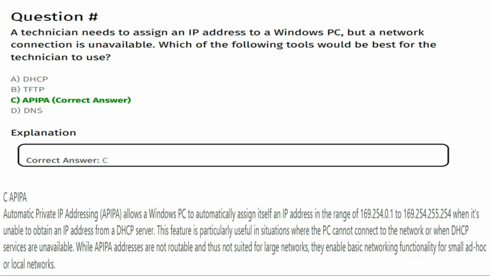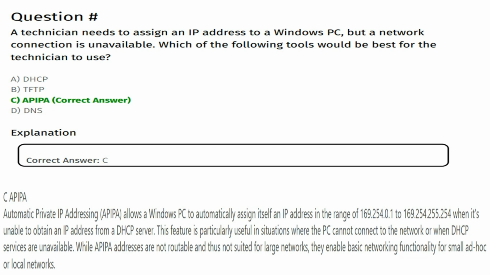Next question is a technician needs to assign an IP address to a Windows PC, but a network connection is unavailable. So which of the following tools would be the best for the technician to use? Option A is DSCP, option B is TFTP, option C is APIPA, option D is DNS. And the correct answer for this question is option C, APIPA. So let's check the explanation.